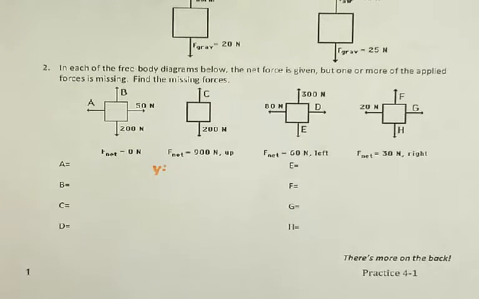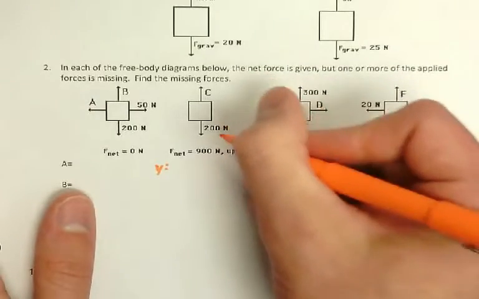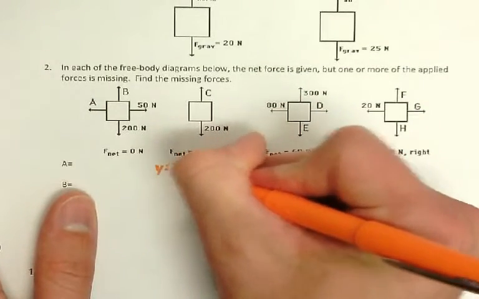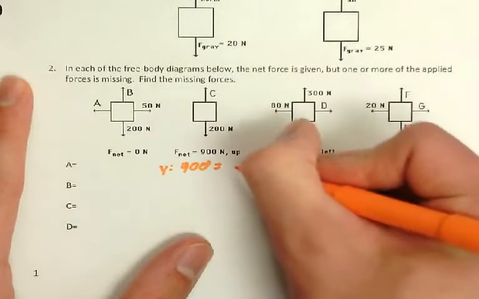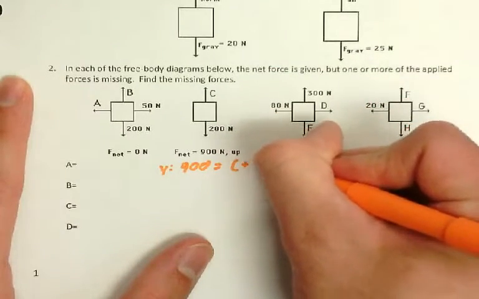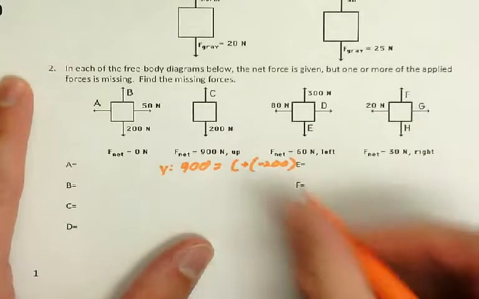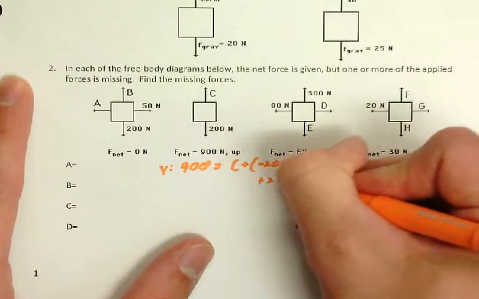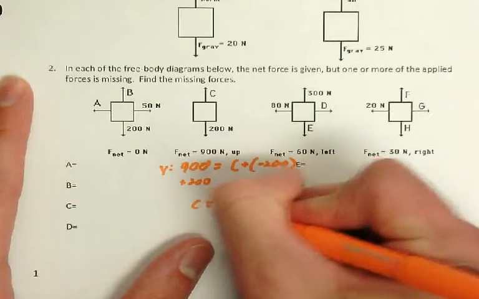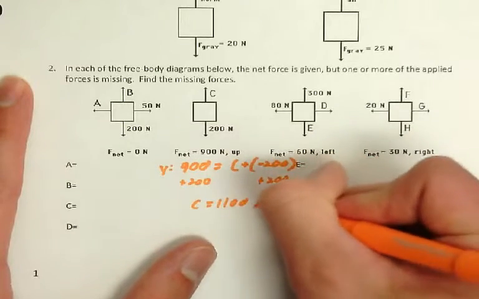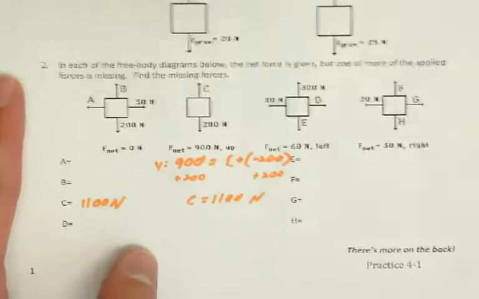Okay? So, what are the net force? 900 is my net force. So I just write 900 for the net force equals. And it equals the up forces, C, plus negative the down forces. So I need to add 200 to both sides to get C by itself. And I get C equals 1100 newtons. And that is my answer for C. That's it. That's all there is to it.